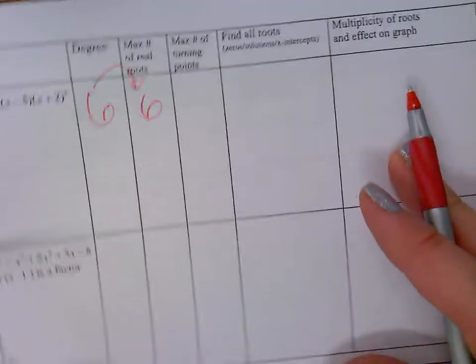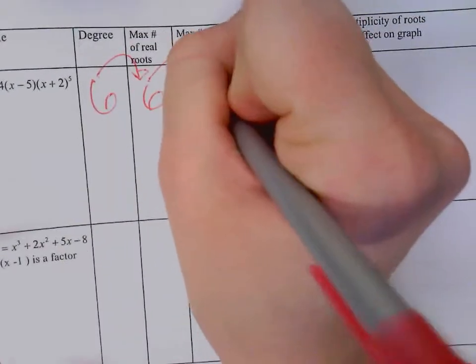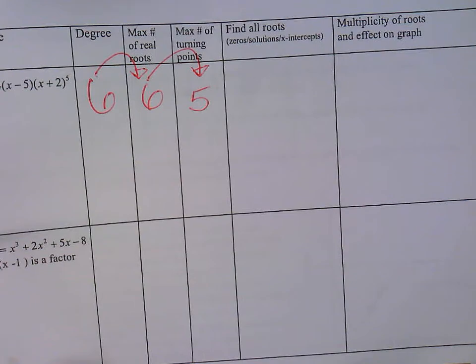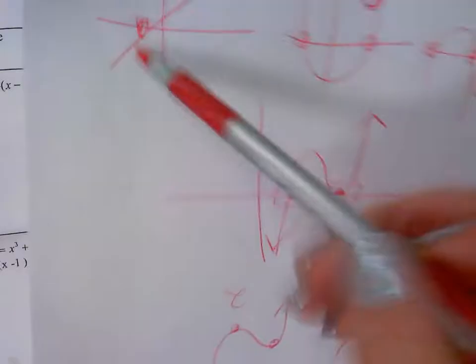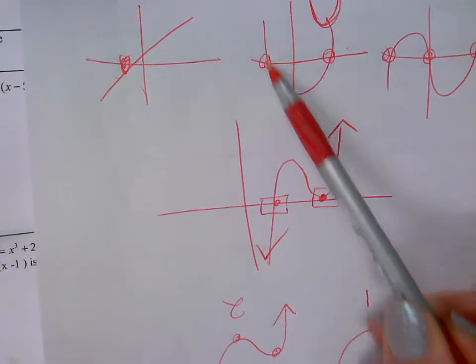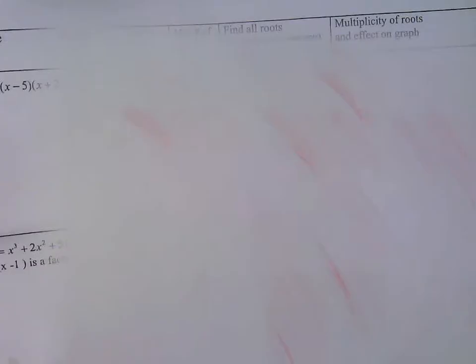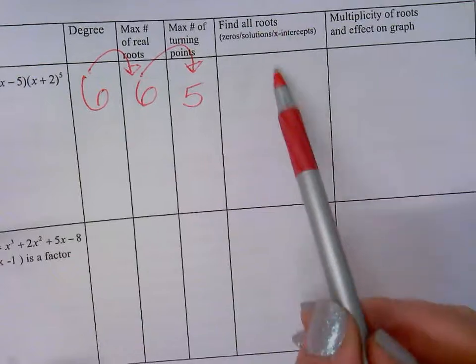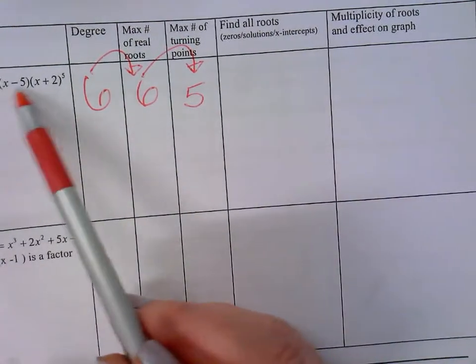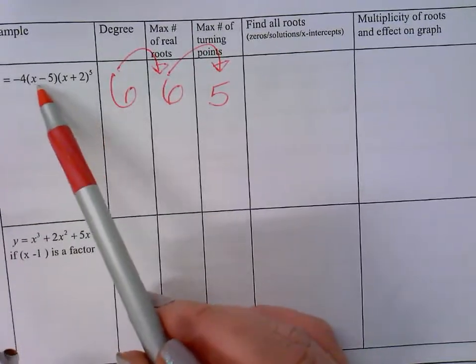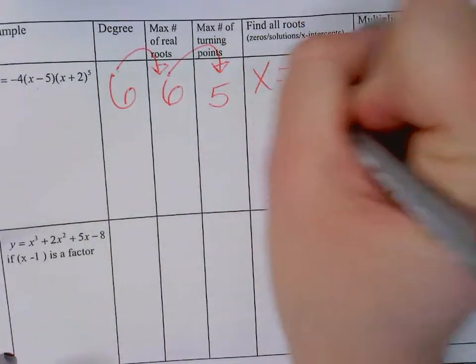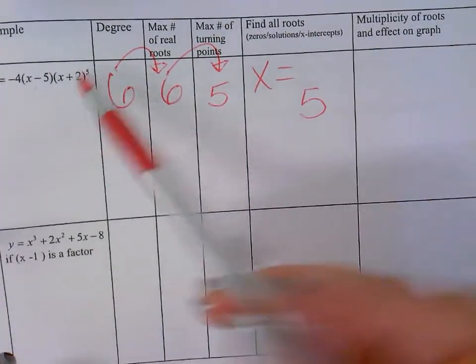The maximum number of turning points we said was 1 lower than the degree. Because a linear function has 0 turning points, a quadratic function only has 1 turning point, a cubic function might have 2 turning points. All right, so then find all x-intercepts. I only have 2 x-intercepts in this problem, right? One is at 5, and one of them would be at -2.